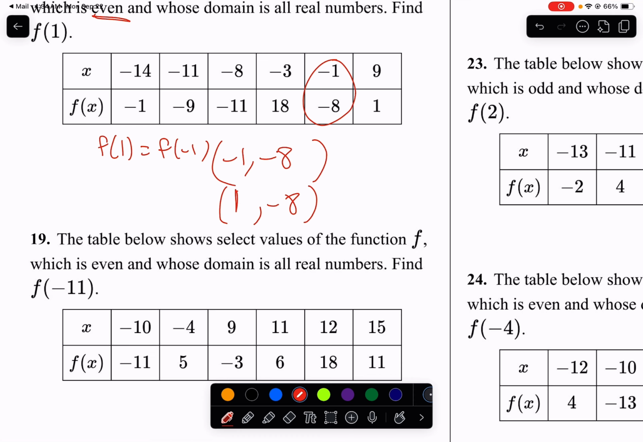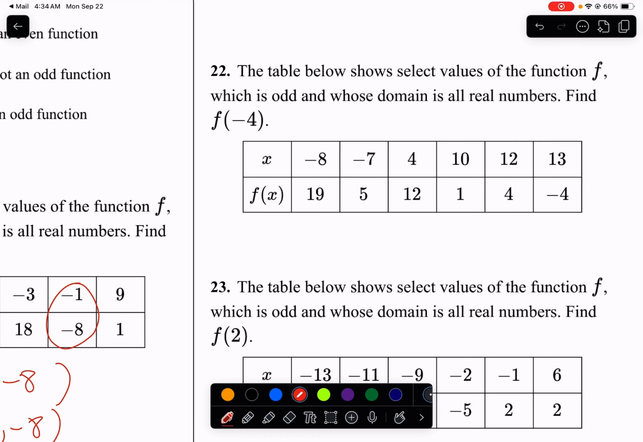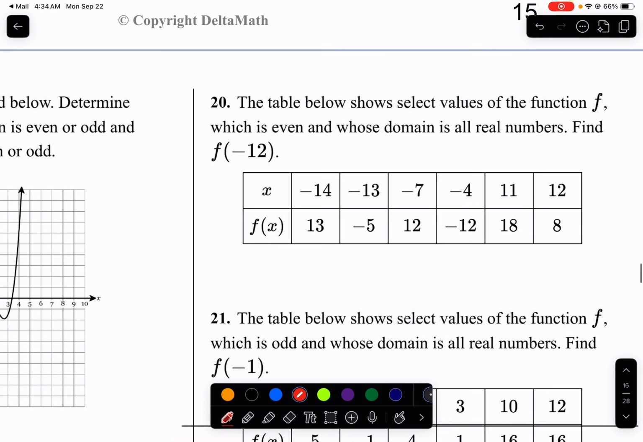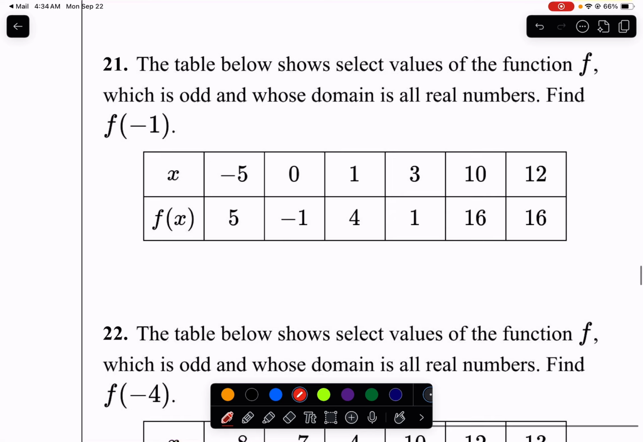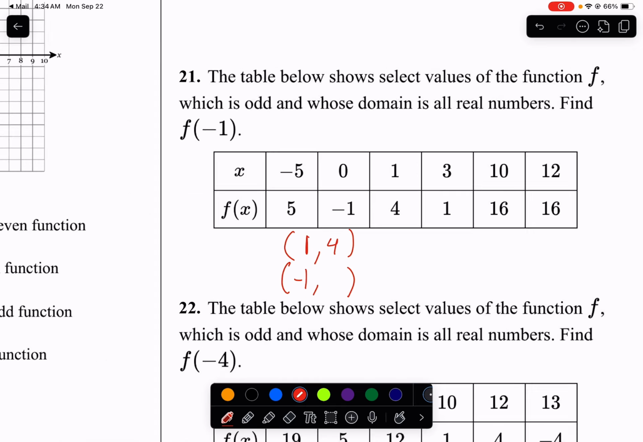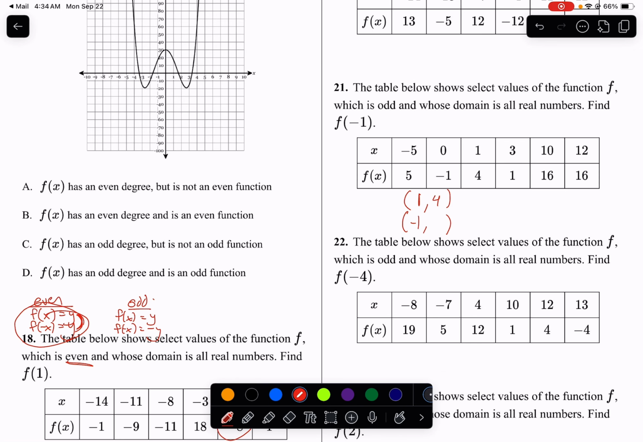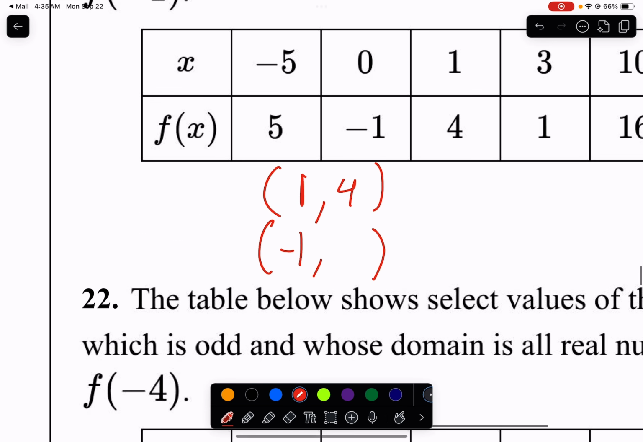All right. Let's try an odd one. So here, right, they want us to find f of negative 1. And here we are able to see that f of 1 is 4, okay? Well, with odd functions, when you negate the x values, you also negate the y values. So this is going to be negative 4. Our output for f of negative 1 would be negative 4.